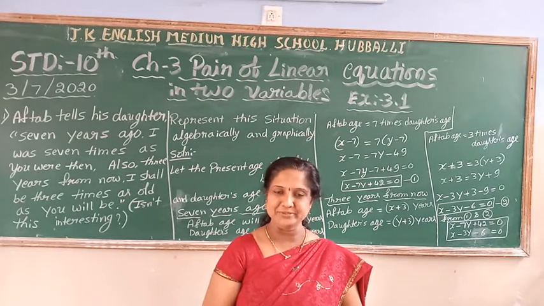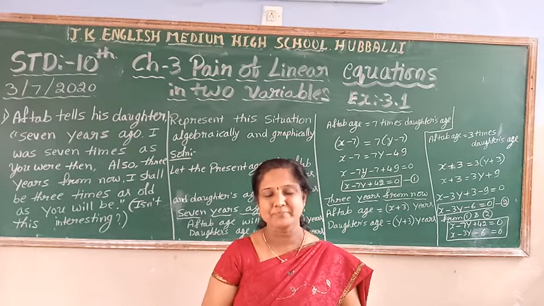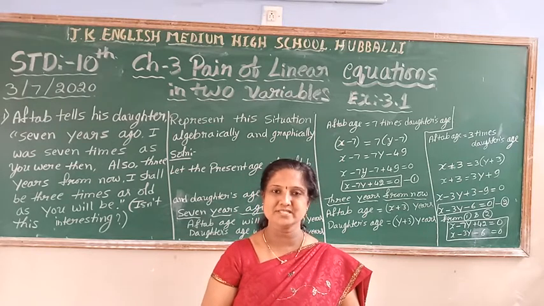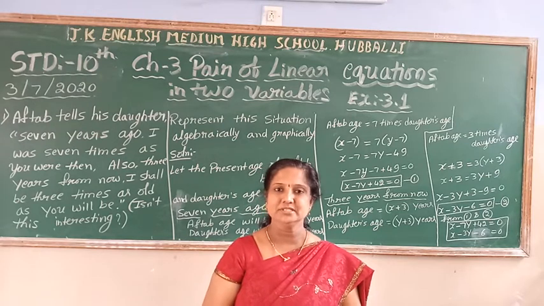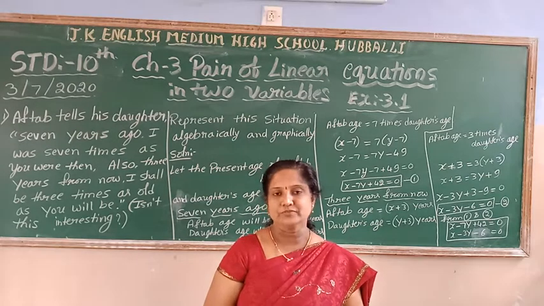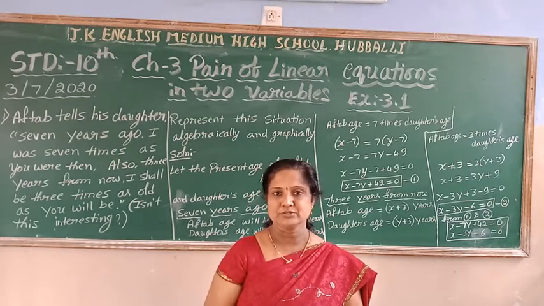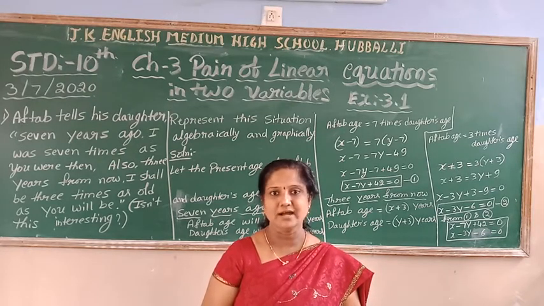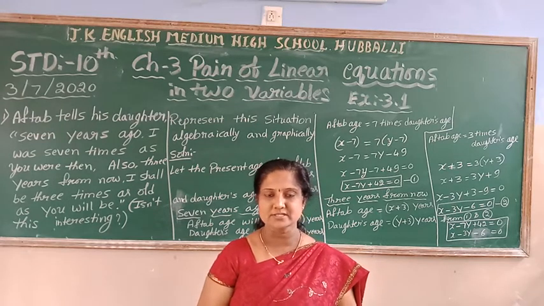I am going to continue the 3.1 exercise. Already I started chapter 3, pair of linear equations in two variables. I already explained some important points and gave you one table. Now I am going to solve the 3.1 exercise. They gave some statements, so we have to read the statement and understand it. According to the question we have to solve this sum.